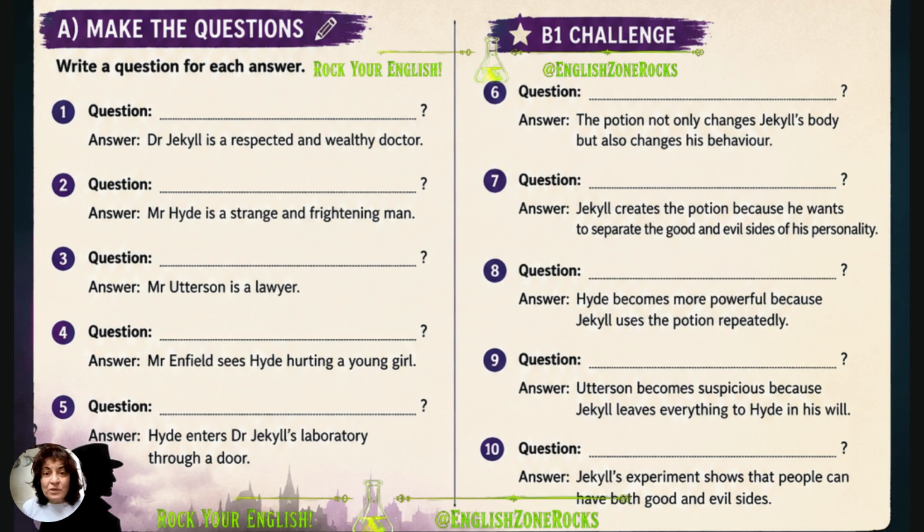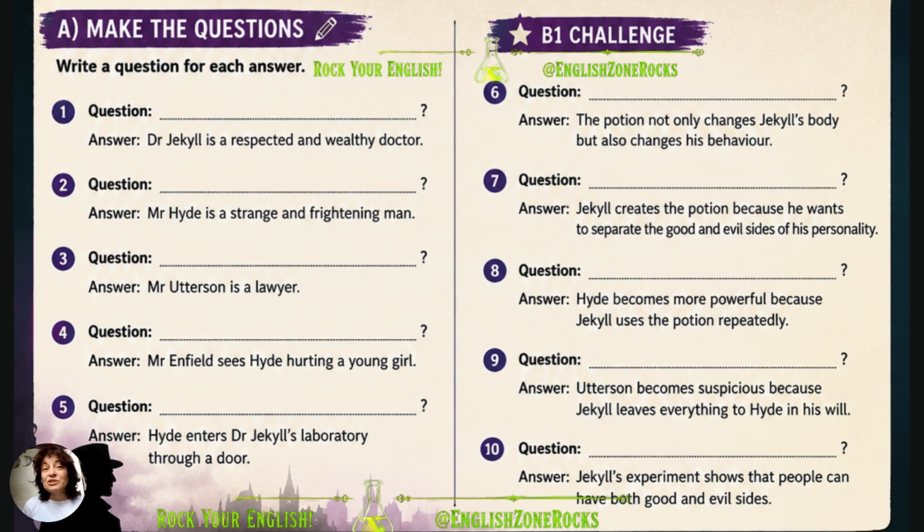The potion not only changes Jekyll's body, but also changes his behavior. Not only, but also: you have this conjunction, yes, correlative conjunction that we've been working with. Jekyll creates the potion because he wants to separate the good and evil sides of his personality. Hyde becomes more powerful because Jekyll uses the potion repeatedly.